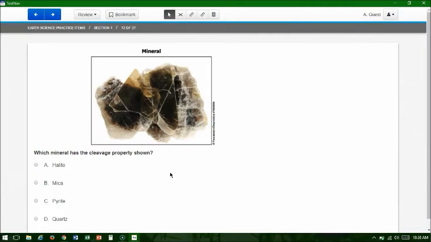Number 12, which mineral has the cleavage property shown? Cleavage in general refers to the way that some minerals will break along certain lines of weakness in their structure. Mica is a really good example, where it breaks along very closely spaced flat planes that yield thin sheets. So the correct answer for this particular question is mica.